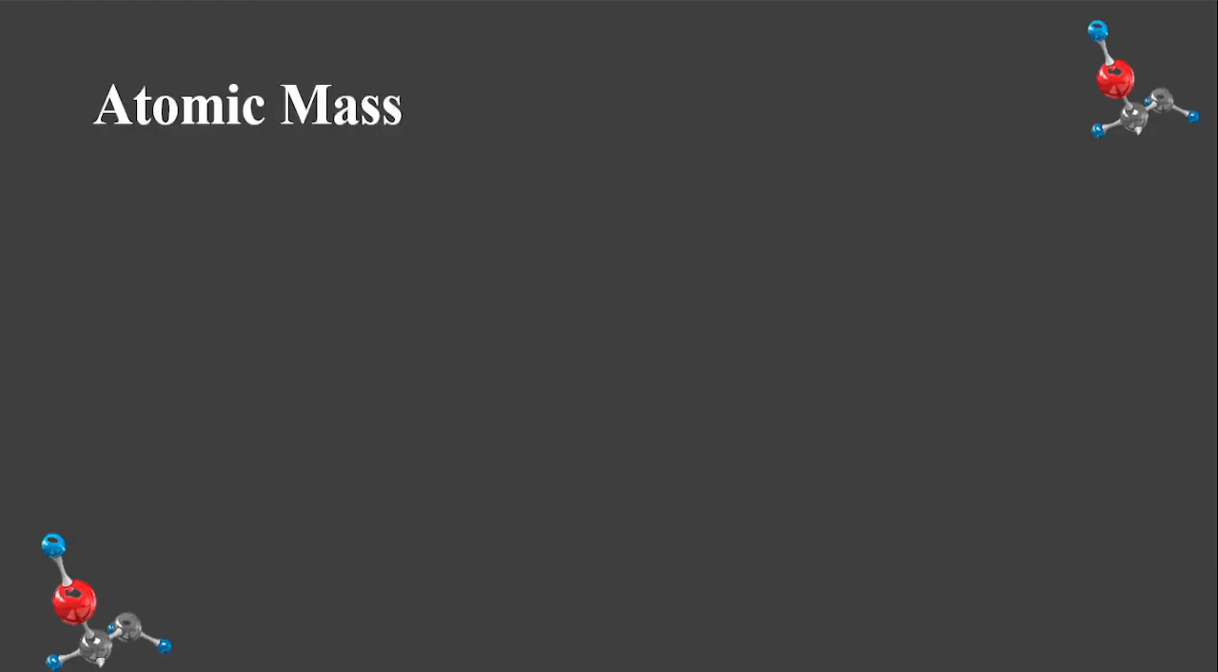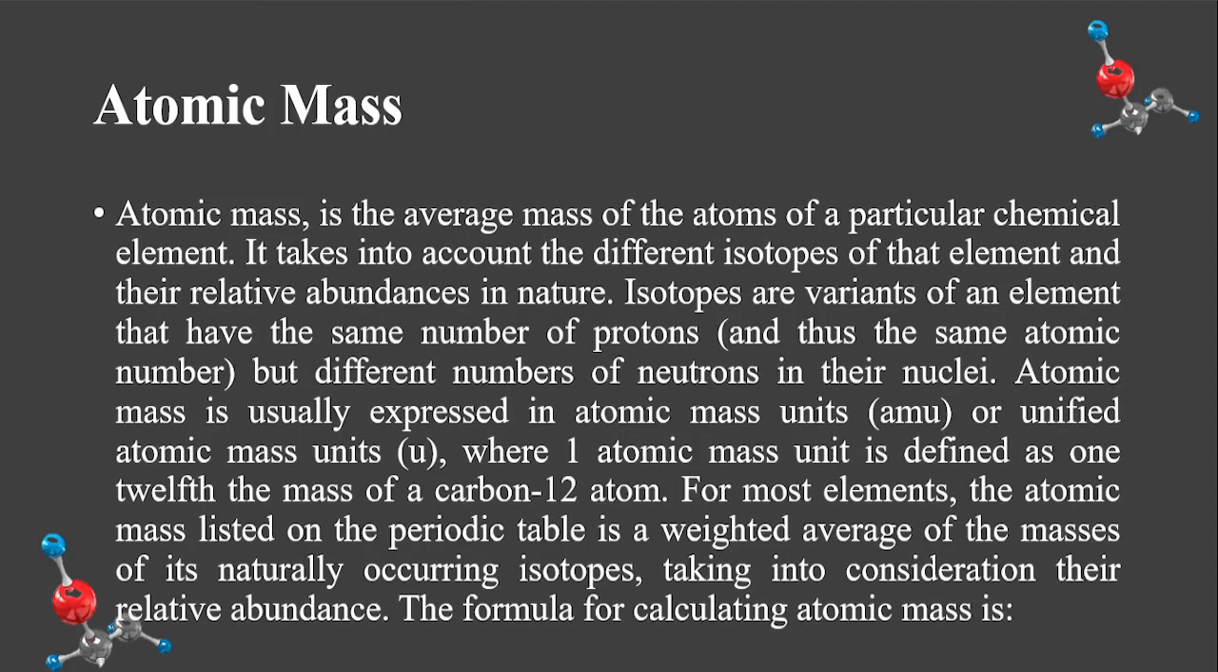Atomic mass. Atomic mass is the average mass of the atoms of a particular chemical element. It takes into account the different isotopes of that element and their relative abundances in nature. Isotopes are variants of an element that have the same number of protons, and thus the same atomic number, but different numbers of neutrons in their nuclei.